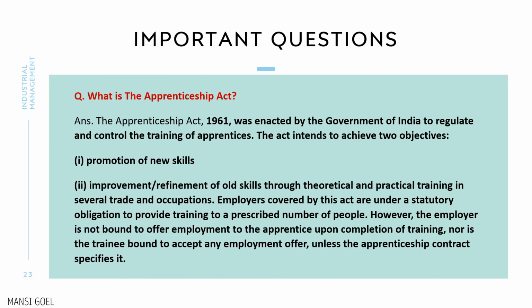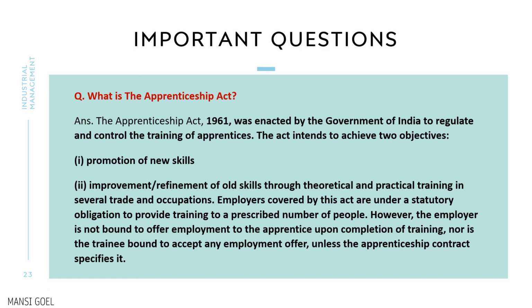What is the Apprenticeship Act? Answer. The Apprenticeship Act, 1961, was enacted by the Government of India to regulate and control the training of apprentices. The Act intends to achieve two objectives. 1. Promotion of new skills. 2. Improvement/refinement of old skills through theoretical and practical training in several trades and occupations.